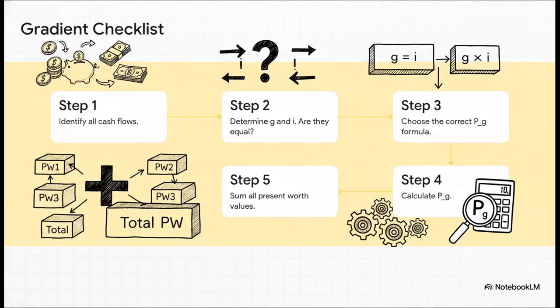So here it is. This is your takeaway checklist for any problem like this. 1. Lay out all your cash flows. 2. Find G and I and immediately ask, are they equal? 3. Based on that answer, pick the right formula. 4. Calculate the present worth of just the gradient part. And finally, 5. Sum that number with the present worth of everything else. If you follow these 5 steps, you literally can't go wrong.